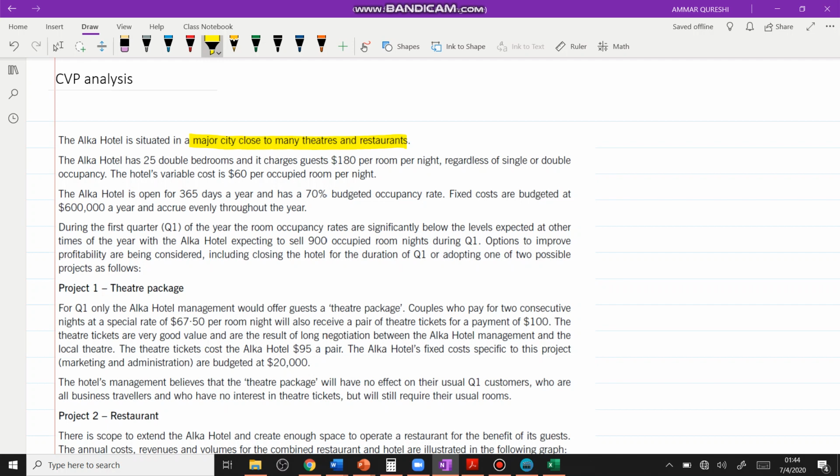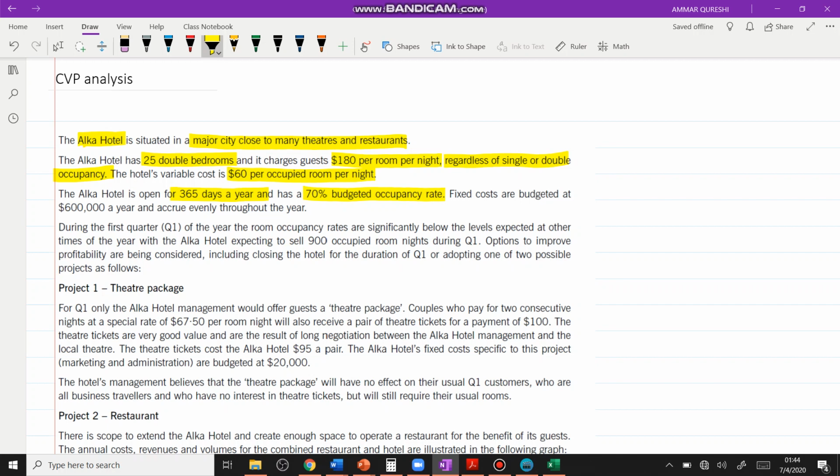The Elka Hotel has 25. We are talking about a hotel business. The hotel has 25 double bedded rooms and it charges guests 180 per room per night, regardless of single or double occupancy. The hotel's variable cost is around 60 per occupied room per night. The Elka Hotel is open for 365 days a year and has a 70% budgeted occupancy rate.